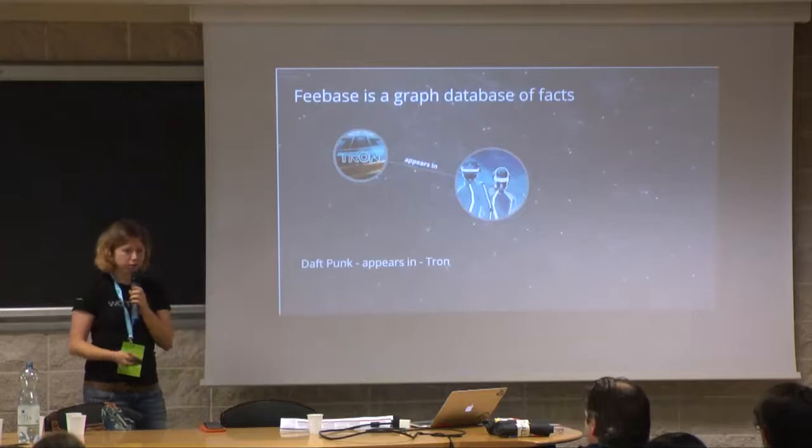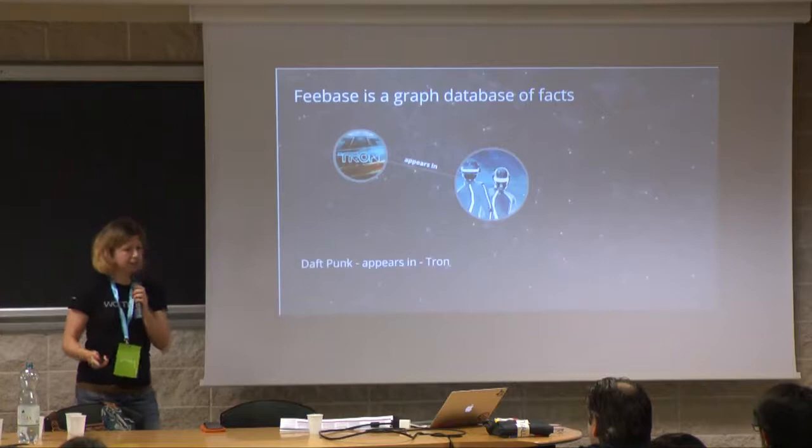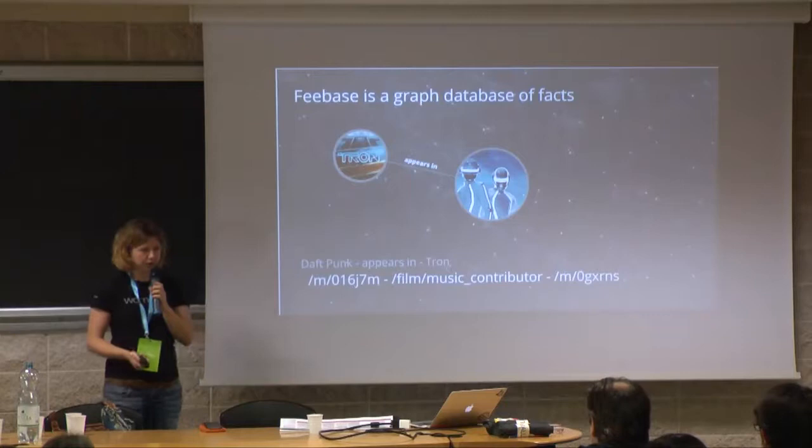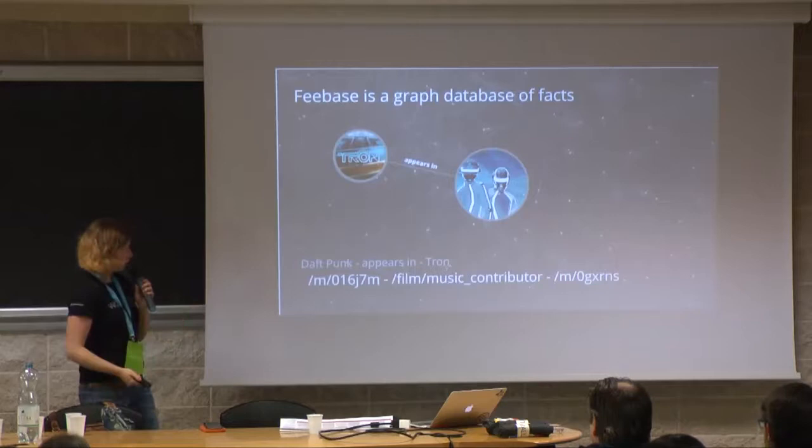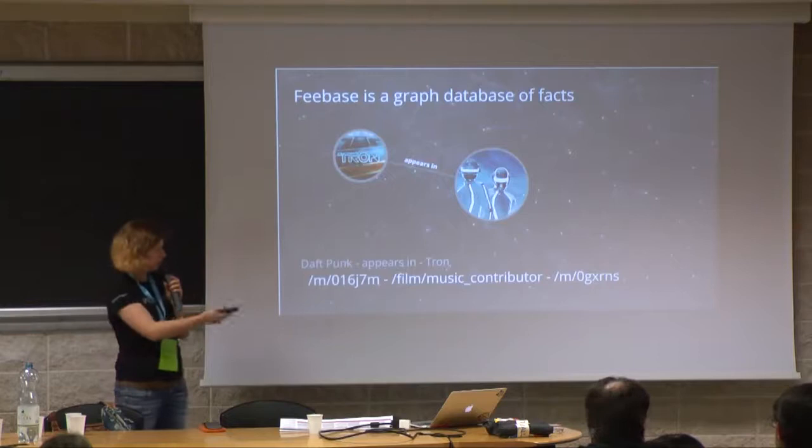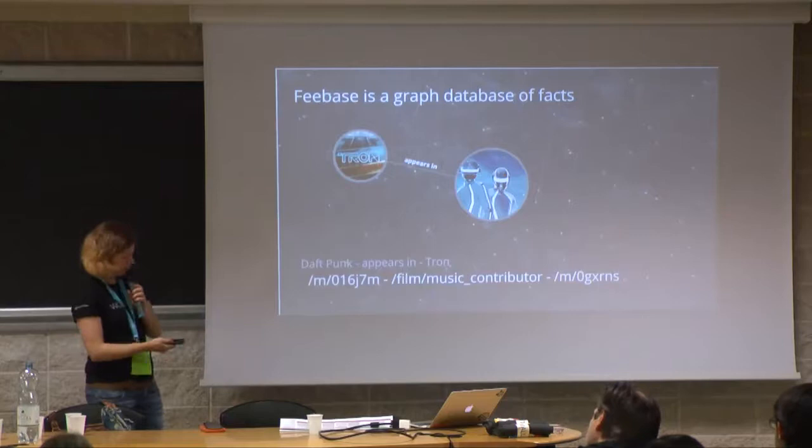Of course, in a machine-readable world, machines like to have it more standardized than freeform strings. So usually objects will be given IDs. In Freebase, they usually look like M slash something. So the first ID is the ID of Daft Punk. The last ID is the ID of the movie Tron. And then the predicate between them is written using the Freebase schema. If you know the Freebase schema, you can pretty much query this graph for a lot of different facts.